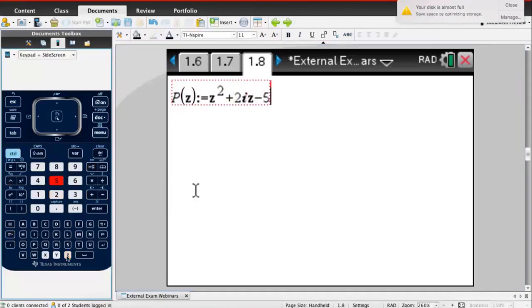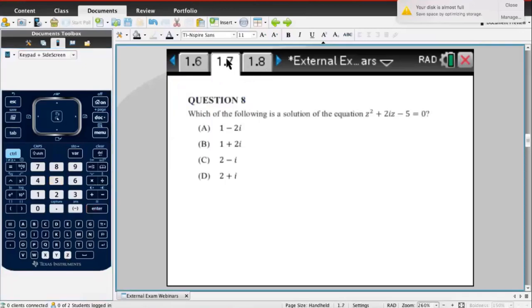So once again, don't jump outside the math box. If you jump outside the math box, it won't say done. So now we've got our 4 alternative answers.